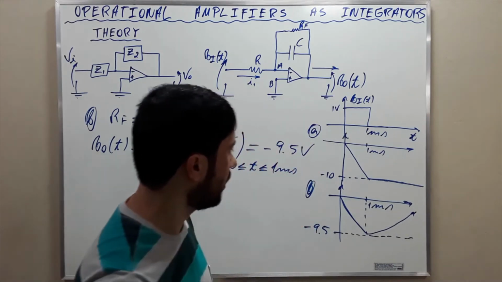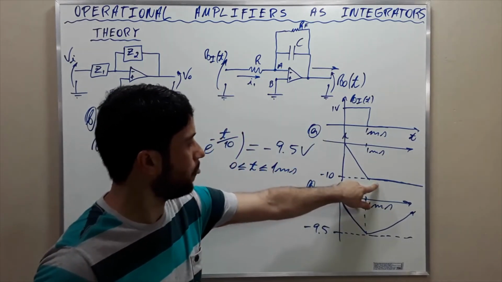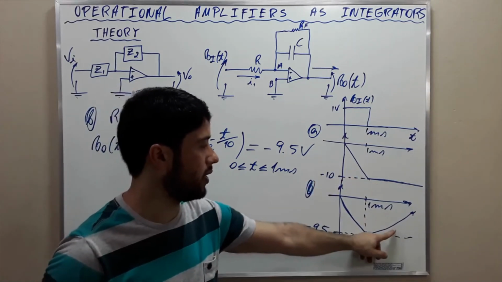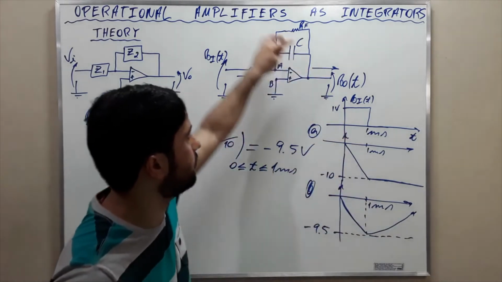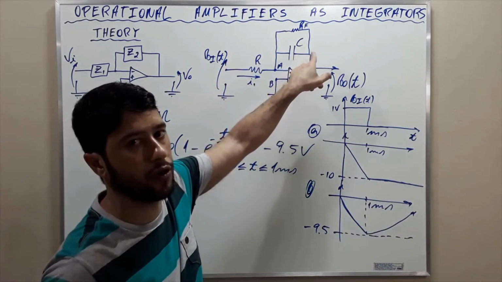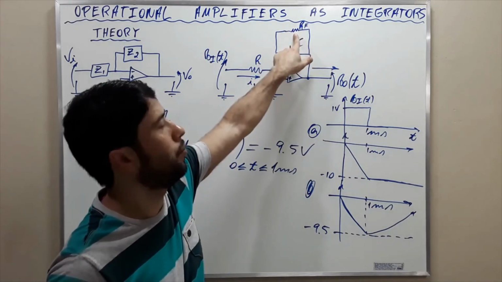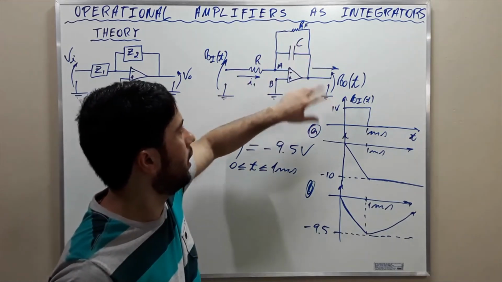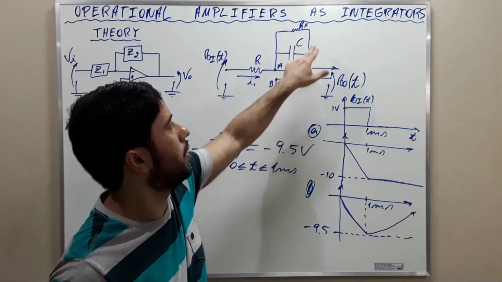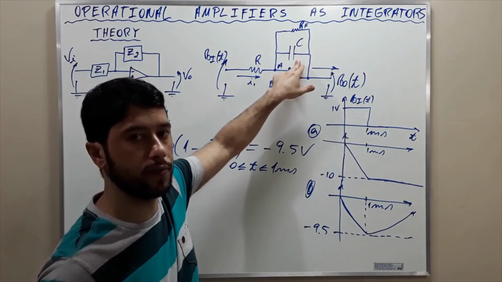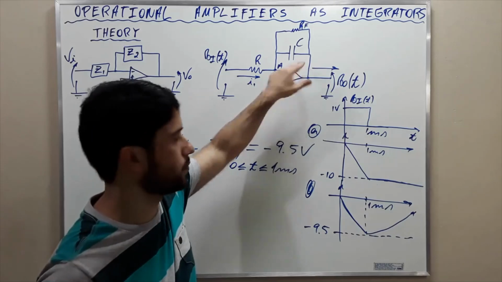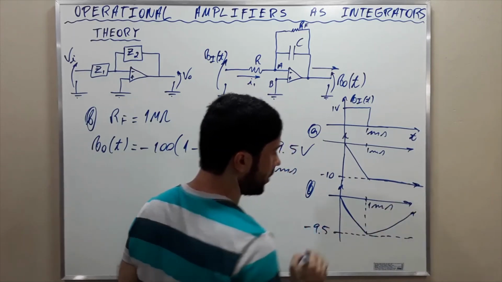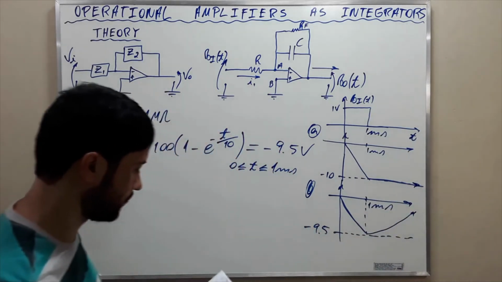Okay? The difference is that here the output voltage does not return to 0, but here the output voltage returns to 0 because there is a resistor here, and the voltage across the capacitor is going to pass through the resistor, and it's going to consume energy. And slowly the capacitor is going to lose its voltage. Okay? So here it stays where it is, and here it returns to 0.